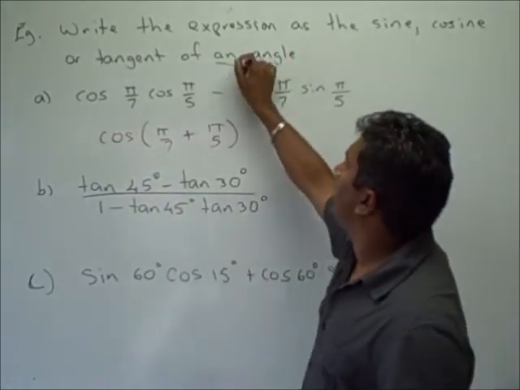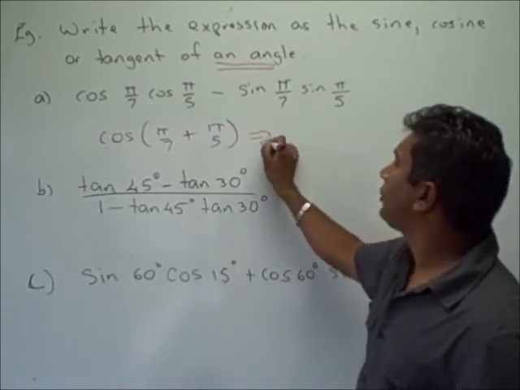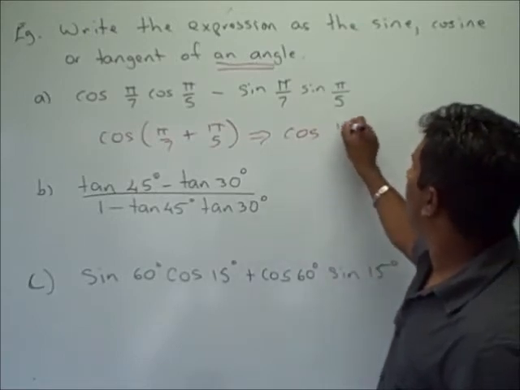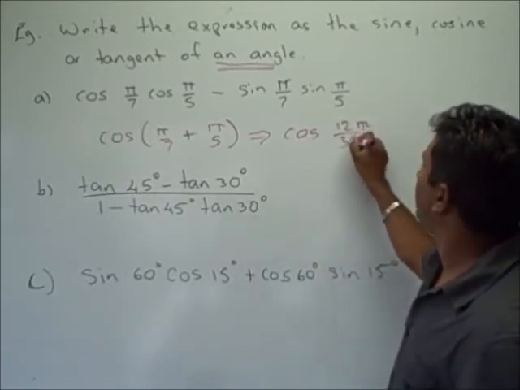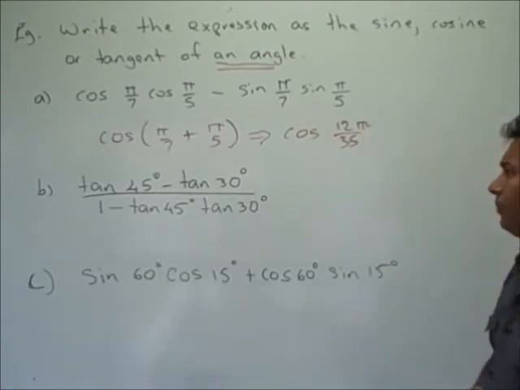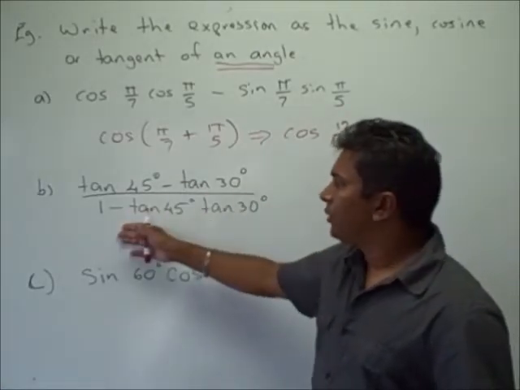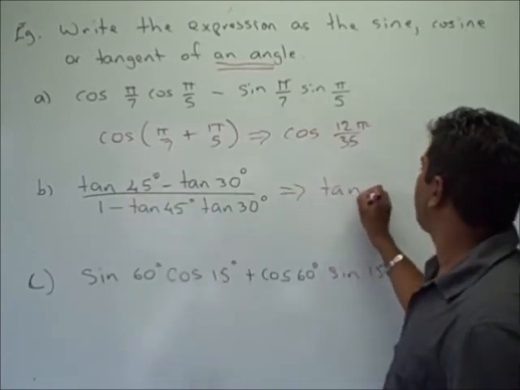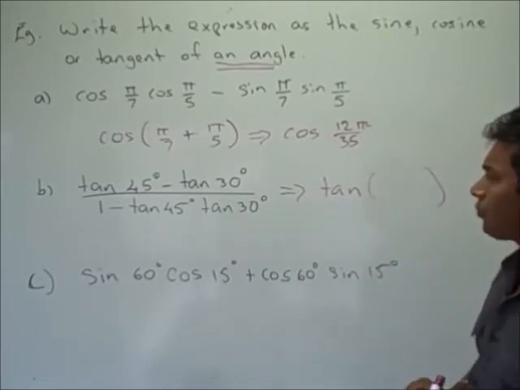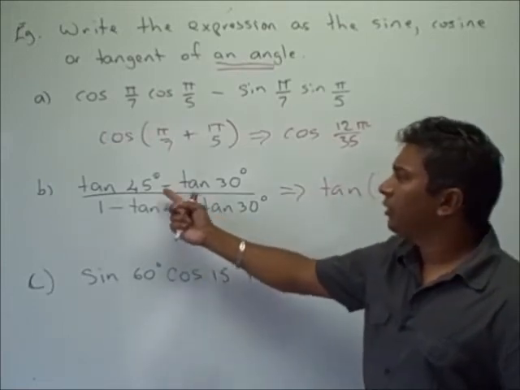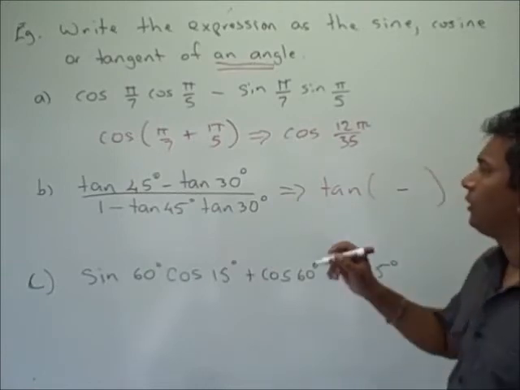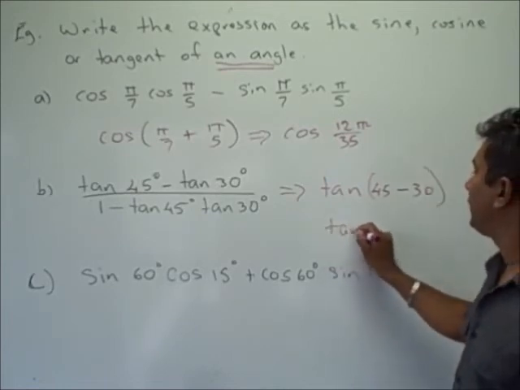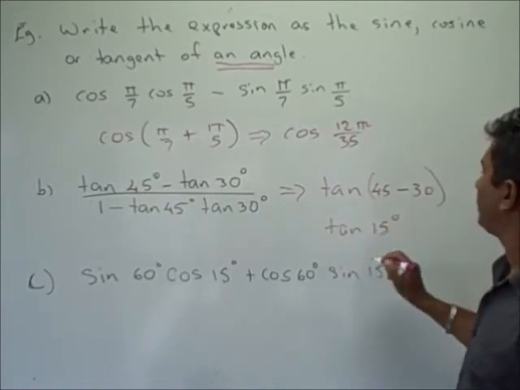Since we want this as a single angle, this further simplifies to the cosine of 12 pi over 35. Here, in this one, this will be a tan function. So we know this is going to be the tan. Since it's a subtraction here, we know it will be a subtraction. It's going to be 45 minus 30. So here we have tan of 15 degrees.